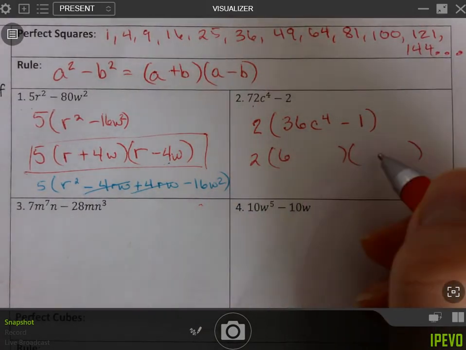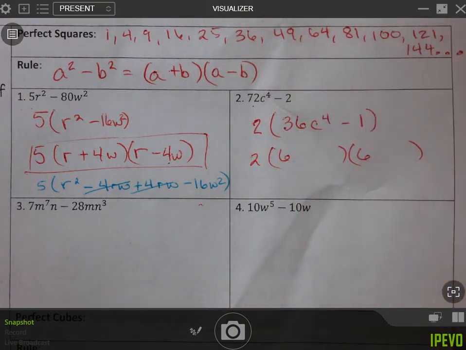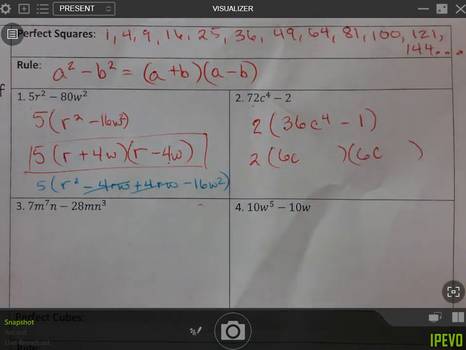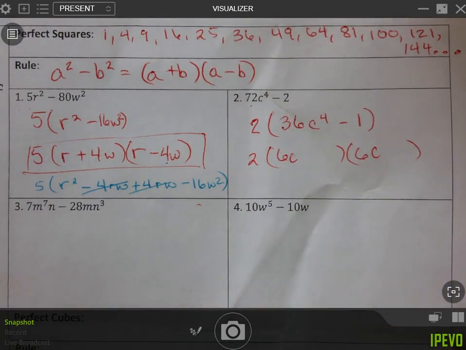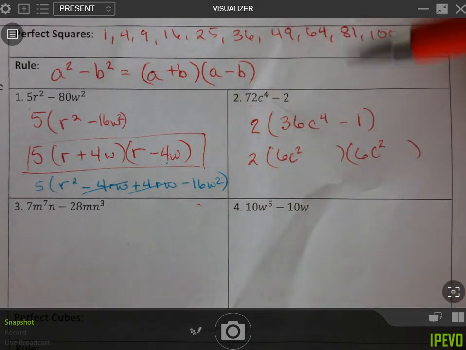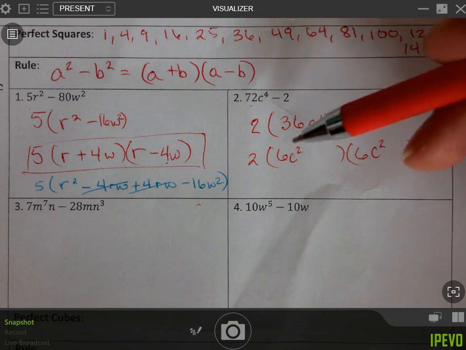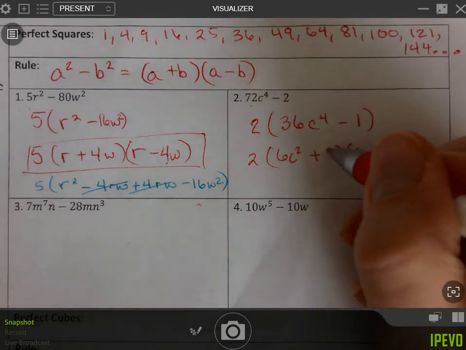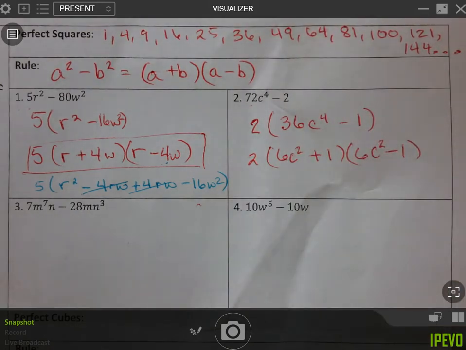I know I'm going to use 6 times 6. I'm not worried about any other factors of 36. I'm starting with 6 times 6. If I do 6c times 6c, I get 6c squared. So what? 6c squared times 6c squared. Yep. So I'm always splitting. This power has to be even. I split it into two pieces there. And then -1 is simply +1 times -1.